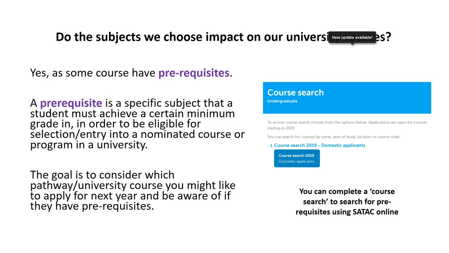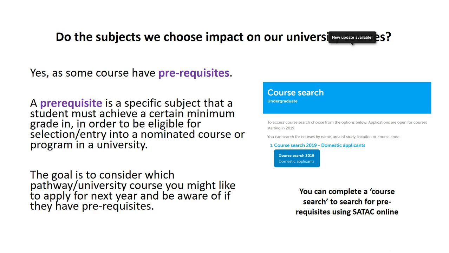Some students have asked whether or not the subjects they choose in Year 12 impact on their university choices. To some extent, yes, as some courses have what is known as prerequisites. A prerequisite is a specific subject that a student must achieve a certain minimum grade in order to be eligible for selection and entry into a nominated course or program at university level. The goal is to consider which pathway or university course you might like to apply for next year and be aware as to whether they have prerequisites.